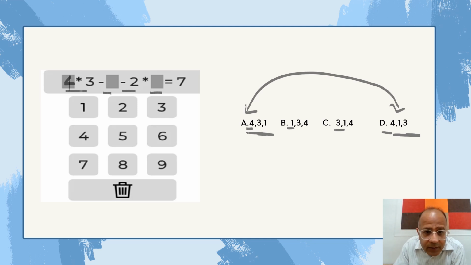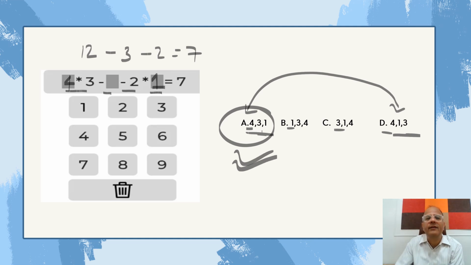This option over here, if I plug in, that would make 12 minus something and a -2, which is coming out to be 7. So if I subtract 3 more, the left hand side is going to become the right hand side. So this is going to be my right answer.